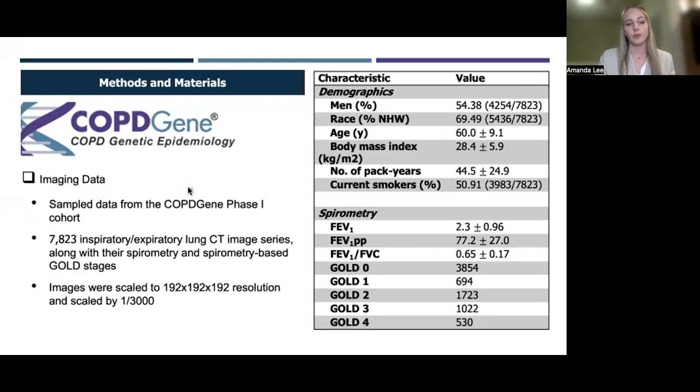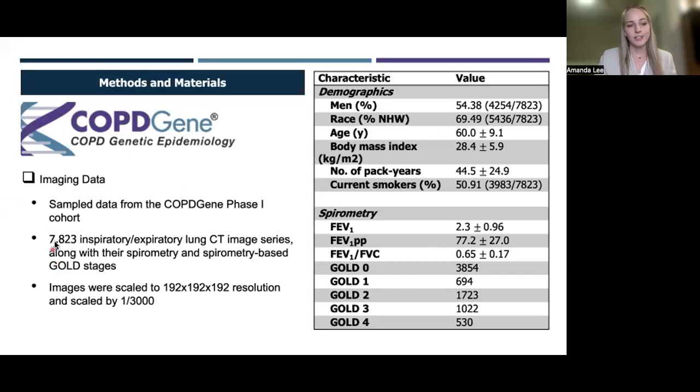So just to touch on our data, we sampled data from the COPD gene phase 1 cohort. COPD gene is a multi-center study funded by the National Heart, Lung, and Blood Institute with 21 clinical study centers across the US. And they've constructed a database of lung CT image scans, whole genome sequencing data, clinical outcomes, and spirometry results for more than 10,000 subjects with and without COPD.